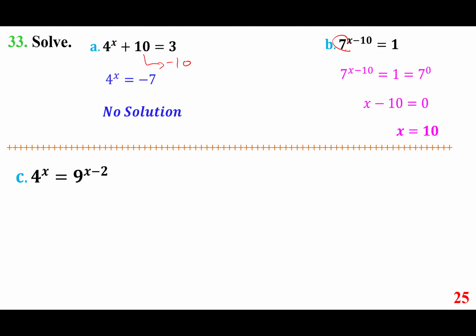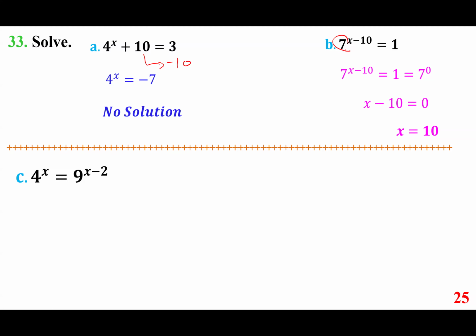Now, 4 to the power of x equals 9 to the power of x minus 2. This is as difficult as it gets, because one easy way is to find the same base or the same exponent. We can't. So how do we move on? Well, we really don't have a choice. We are solving for x, the exponent. You can take a natural log or a common log.